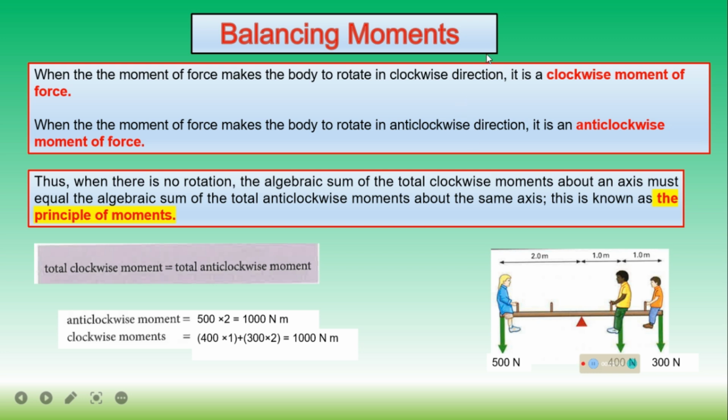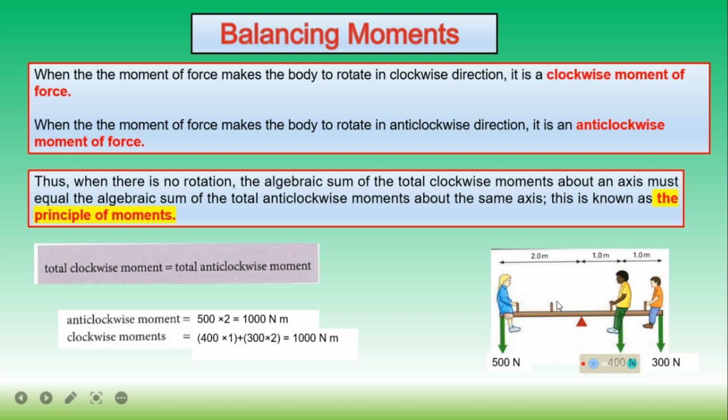Balancing moments. When the moment of a force makes a body rotate in a clockwise direction, it is called a clockwise moment of force. And when the moment of force makes a body rotate in an anti-clockwise direction, it is called an anti-clockwise moment of force. Thus, when there is no rotation, the algebraic sum of the total clockwise moments about an axis must equal the algebraic sum of the total anticlockwise moments about the same axis. This is known as the principle of moments. So, according to the principle of moments, total clockwise moment is equal to total anticlockwise moment.